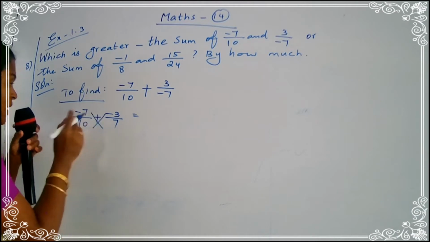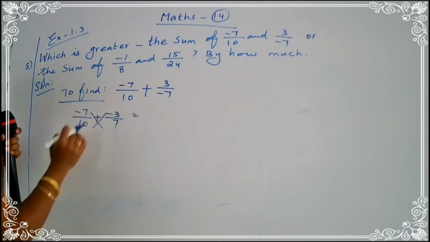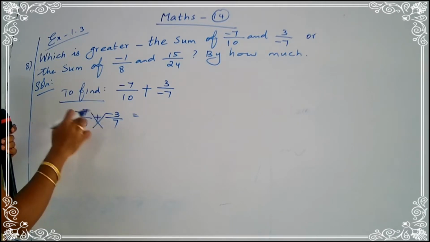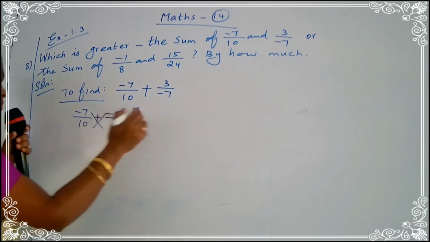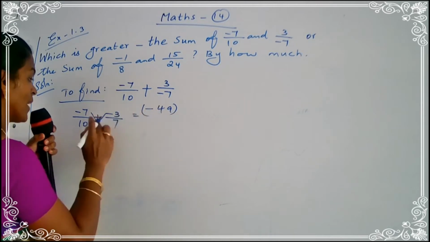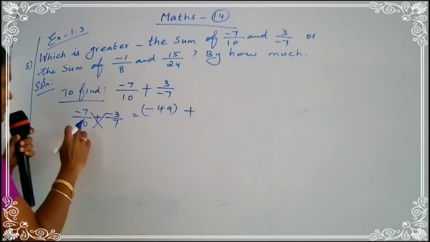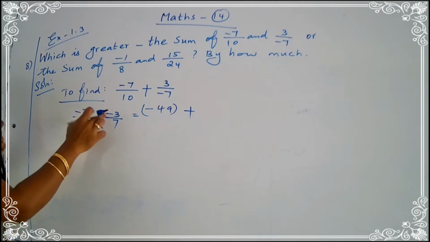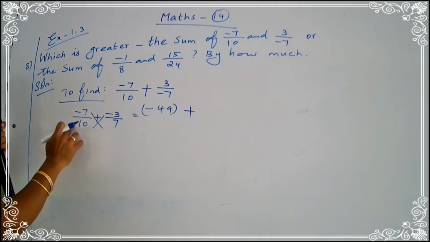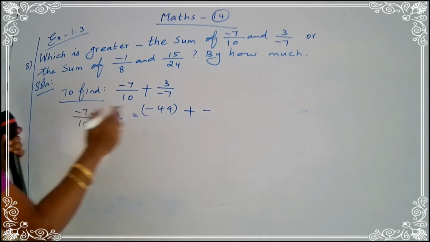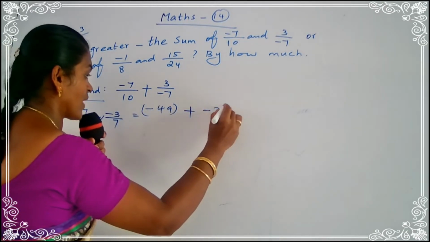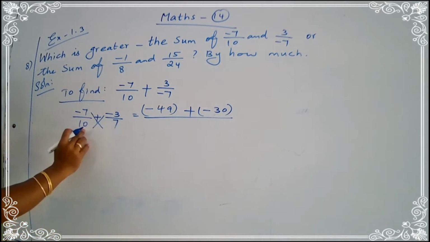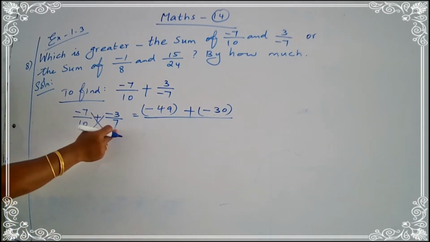Okay, so now you multiply by cross: minus 7 into 7, minus into plus is minus, 7 sevens are 49. Here the sign is plus. Next, 10 into minus 3: plus into minus is minus, 3 tens are 30. Okay children? Upon, now you multiply the denominators: 10 sevens are 70. Okay?